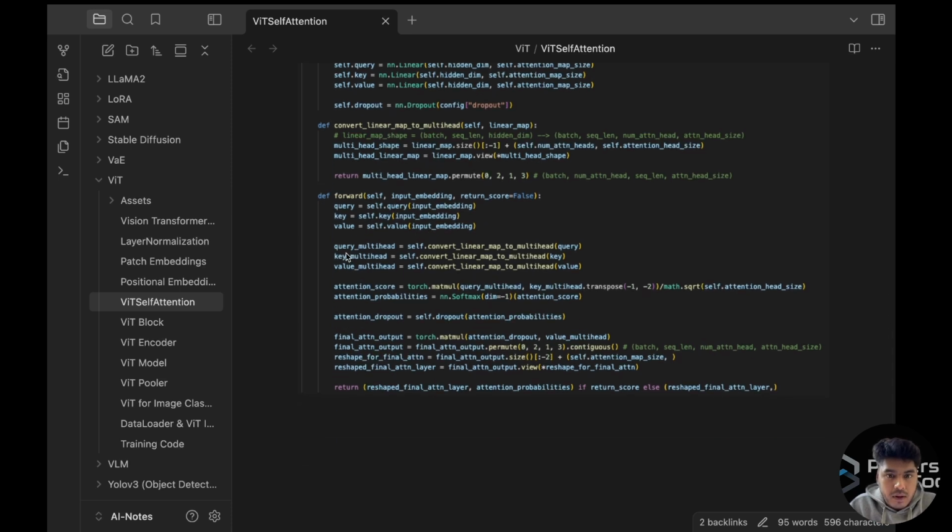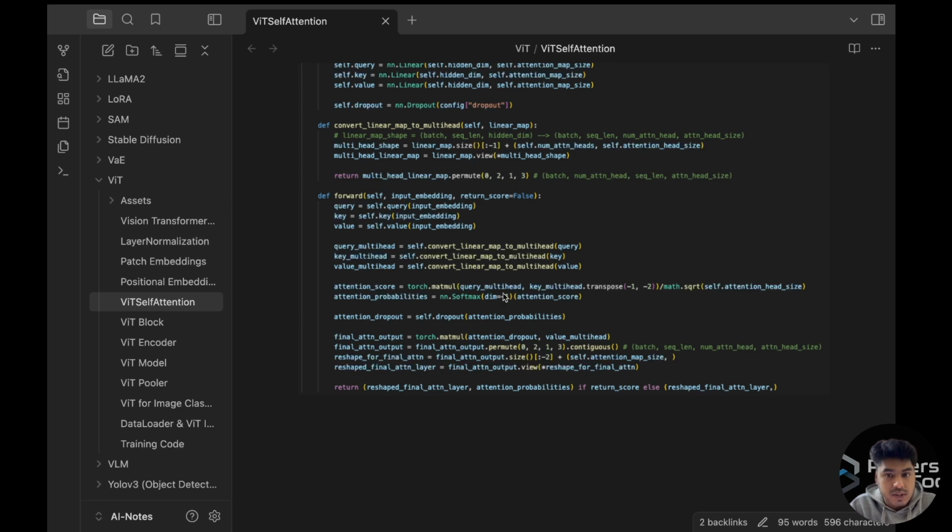Now, these outputs, query, key, and value, once they're passed through the linear layers, are given to the function which we just created, that is convert linear map to multi-head. So now this query, key, and value becomes query multi-head, key multi-head, and value multi-head. The attention scores can then be calculated.